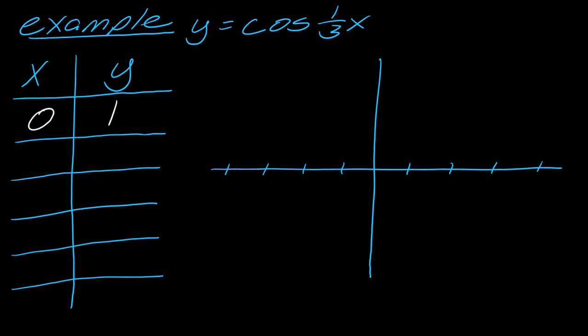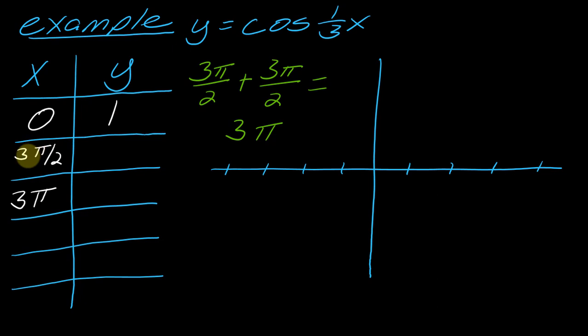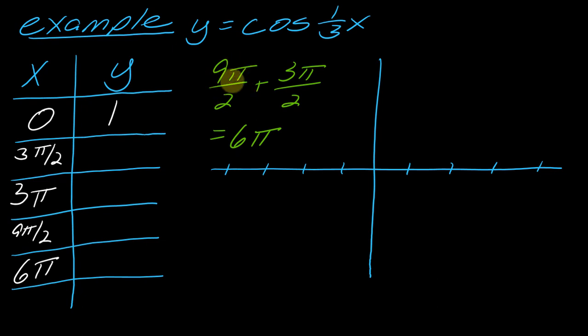And then I'm going to start using my steps. So 3 pi over 2, that's the first table entry that I want to make. And then I want to make my next table entry. So I take this number and add another 3 pi over 2 to it. And that's going to give me 3 pi, okay? Now to get to the next entry in my table, I'm going to add another 3 pi over 2. So you see what I mean by steps? And that gives me 9 pi over 2. So I'm going to put that in the table. And then from 9 pi over 2, I'm going to add another 3 pi over 2 to get 6 pi.